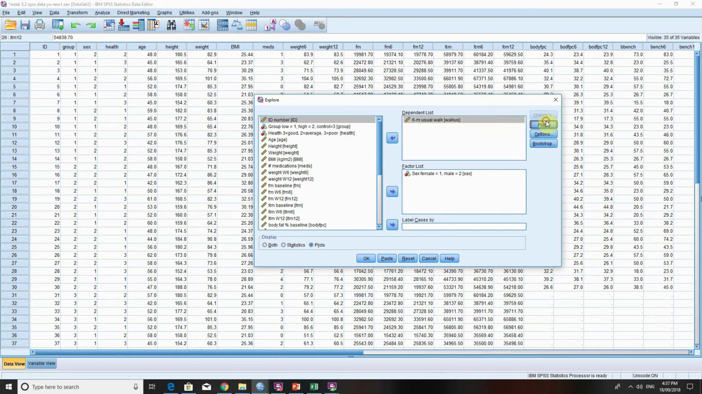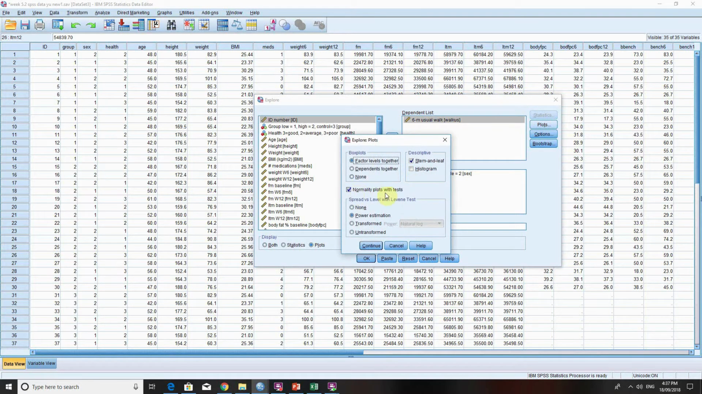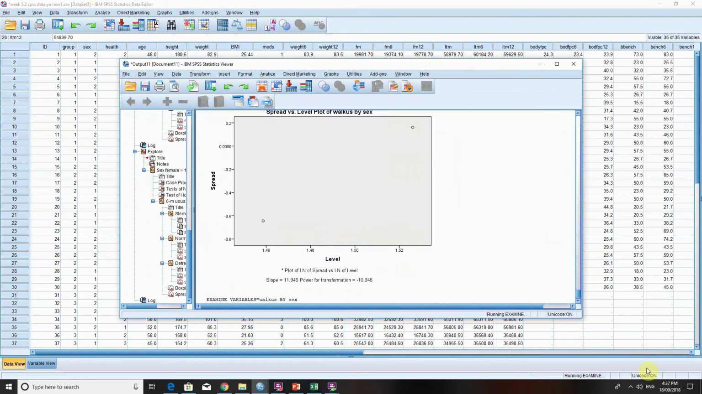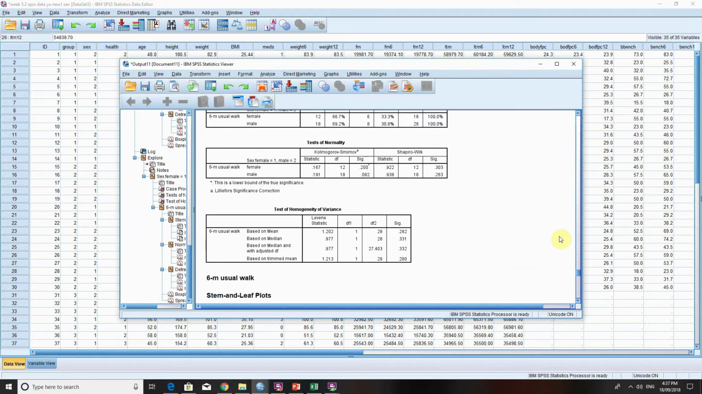So then I'm going to click plots and make sure that normality plots with tests is clicked, and power estimation. You'll notice that if we don't have anything in this factor list, we can't actually tick this power estimation box, and that's okay. Just make sure that whenever you can do the Levene's test, you are. We're then going to press OK, and here are our results.